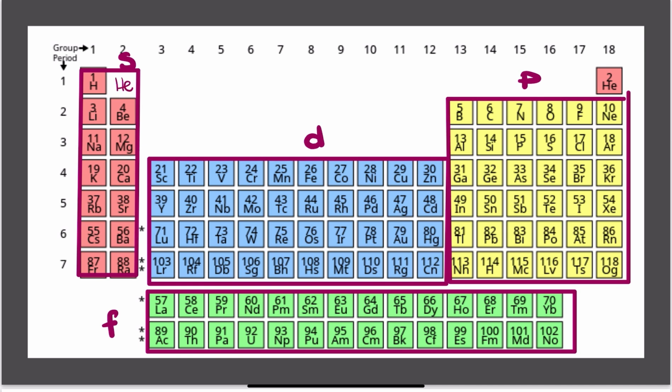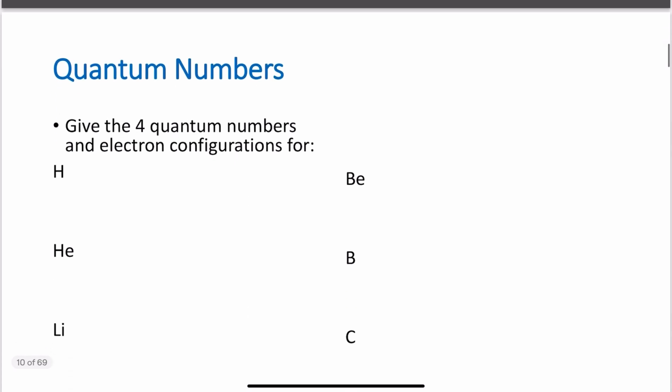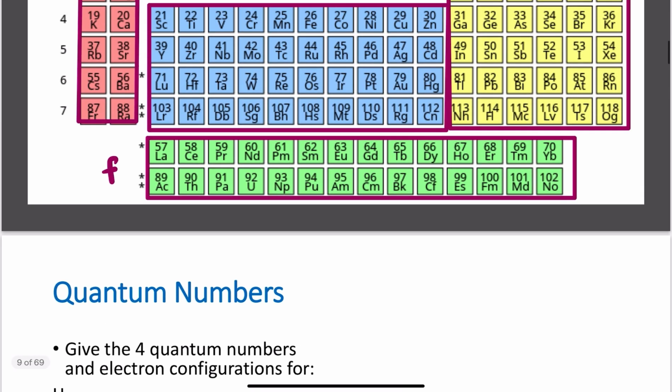For any electron I'm looking at, I'm going to come across this table to figure out what its electron configuration is. So I'm going to be flipping through the next slide and back to this to show you how I do this. So give the 4 quantum numbers and electron configurations for the following species. All of these are neutral atoms. So let's look at hydrogen.